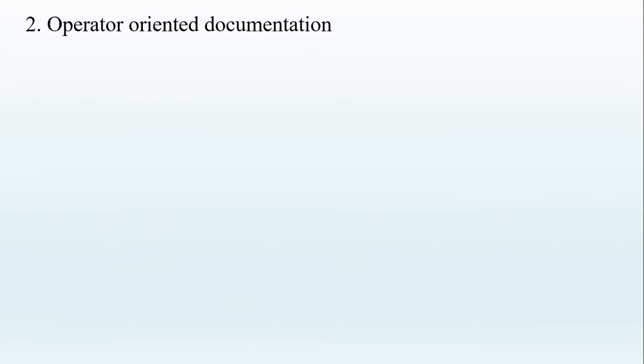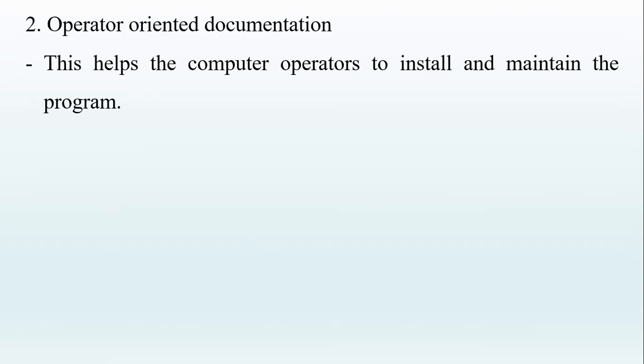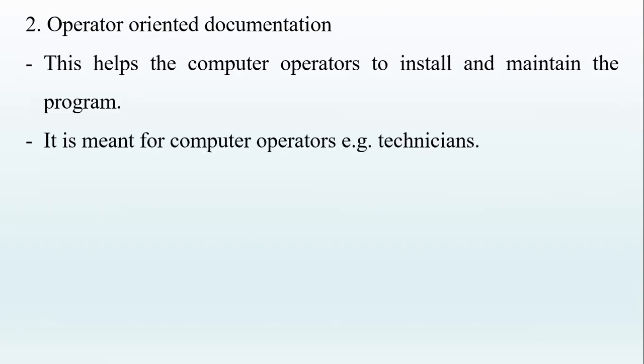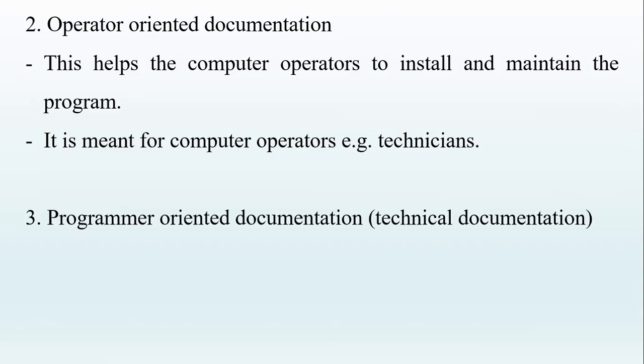On the side of operator-oriented documentation, it is a documentation that helps computer operators to be able to install and maintain the program. It is meant for computer operators, for example, technicians. The third type of documentation is programmer-oriented documentation, which is also called technical documentation. It is written for skilled programmers.